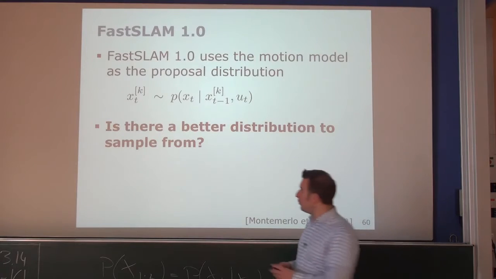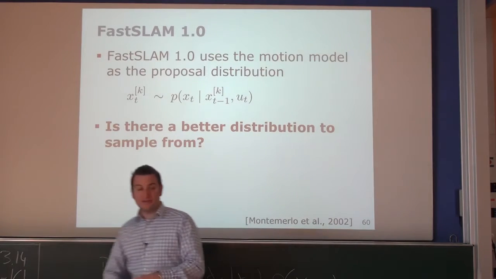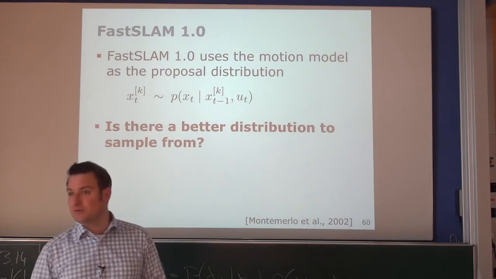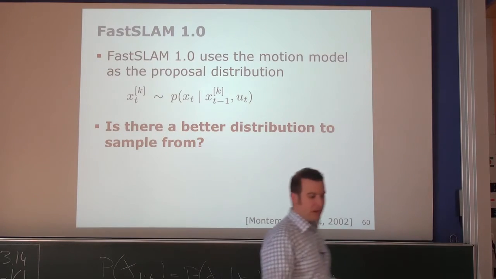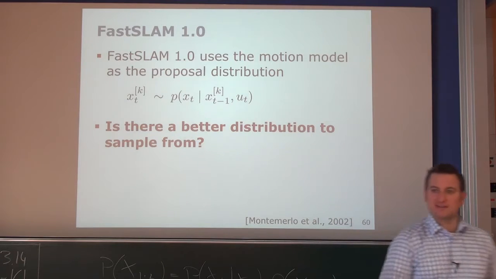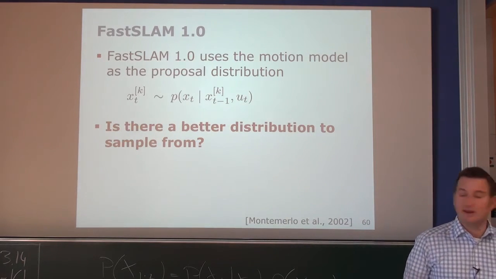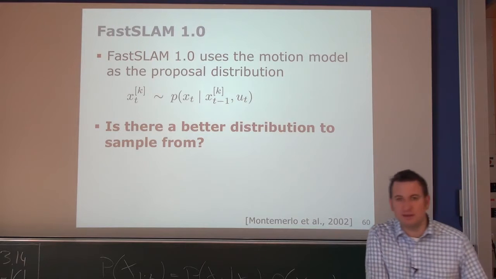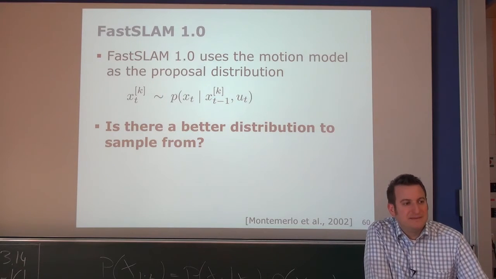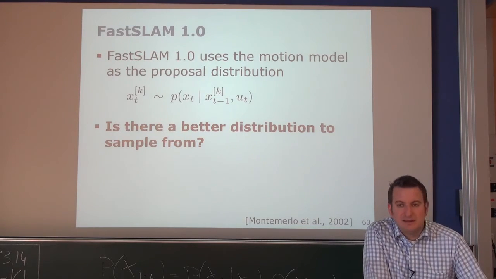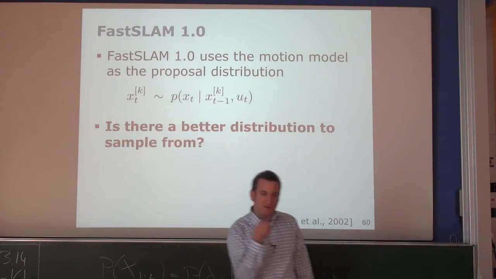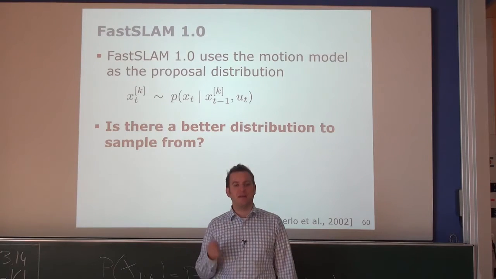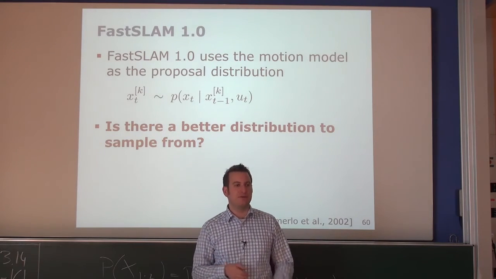So what FastSLAM 1 does, it says, okay, we take as our proposal distribution our odometry motion model. And the question is, is there a better way to do that? Obviously, if I ask such a question, there is a better way to do that. How could you imagine a better way for doing that? How can you draw samples better? Better means that you draw the samples only in areas of high likelihood, or regions of high likelihood of your state space.